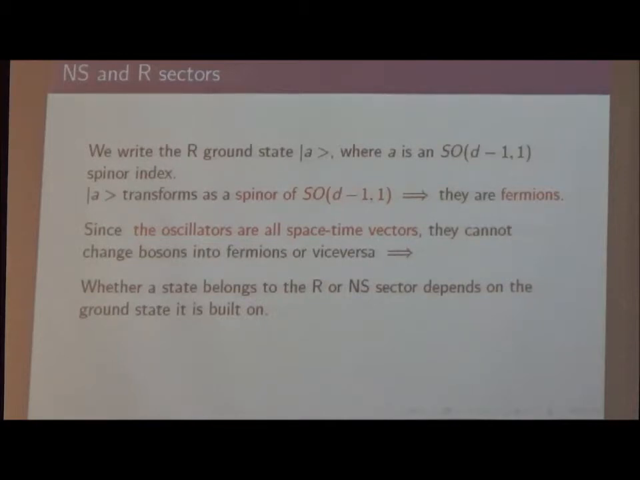So the character of the ground state determines if the state is a boson or a fermion in space-time. In the open string, the Neveu-Schwarz sector will give me all bosons in space-time, and the Ramond sector will give me fermions. In the closed string, if I take products of bosons and bosons, Neveu-Schwarz times Neveu-Schwarz gives bosons. If I take products of fermions times fermions, I get bosons, so the Ramond-Ramond sector gives me bosons in space-time, whereas Ramond-Neveu-Schwarz, which is fermions times bosons, gives me fermions, and similarly Neveu-Schwarz-Ramond gives me fermions. Now, the important thing here is whether a state belongs to the Ramond or Neveu-Schwarz sector. It depends on the ground state it is built on.